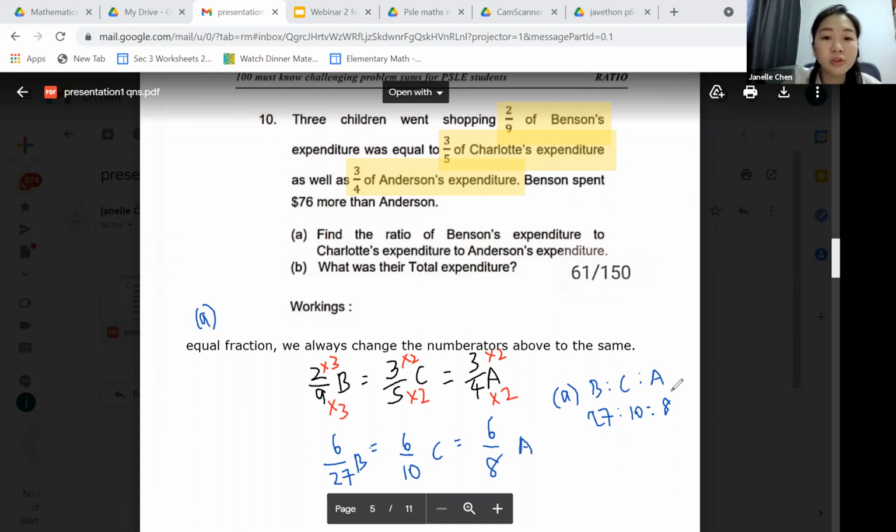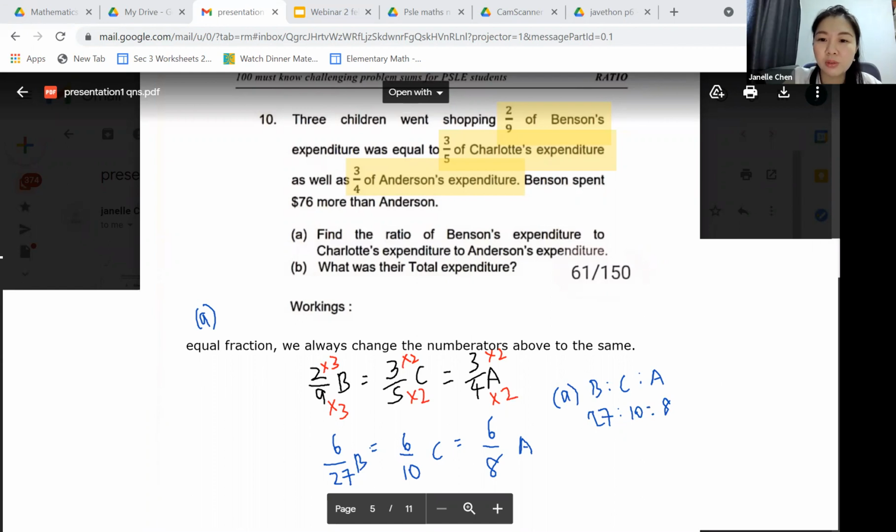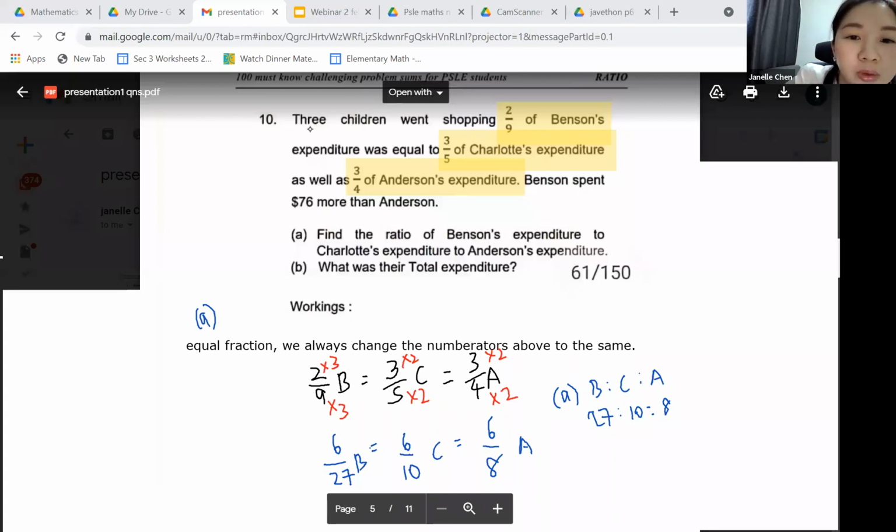For some students who may be weaker, they will have questions like, what is equal fraction? If you don't know what equal fraction is, no problem. I'm going to explain it with a model now. I'm just going to use a little bit of space at the side. Let me create some space and then I will draw some model. Hopefully it will help them understand what it actually means.